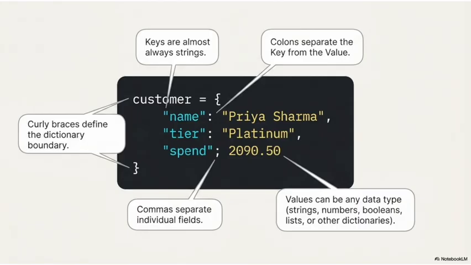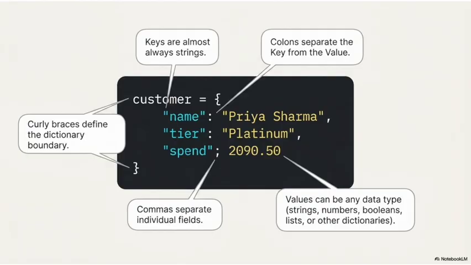Let's dissect the syntax of a Python dictionary so every punctuation mark makes sense. Curly braces define the dictionary boundary. Everything inside of them belongs to this record. Keys are almost always strings, written in quotes. A colon separates each key from its value. Values can be any data type: strings, numbers, booleans, even other dictionaries or lists. Commas separate individual key-value pairs from one another. The last field does not need a trailing comma, though Python allows it.